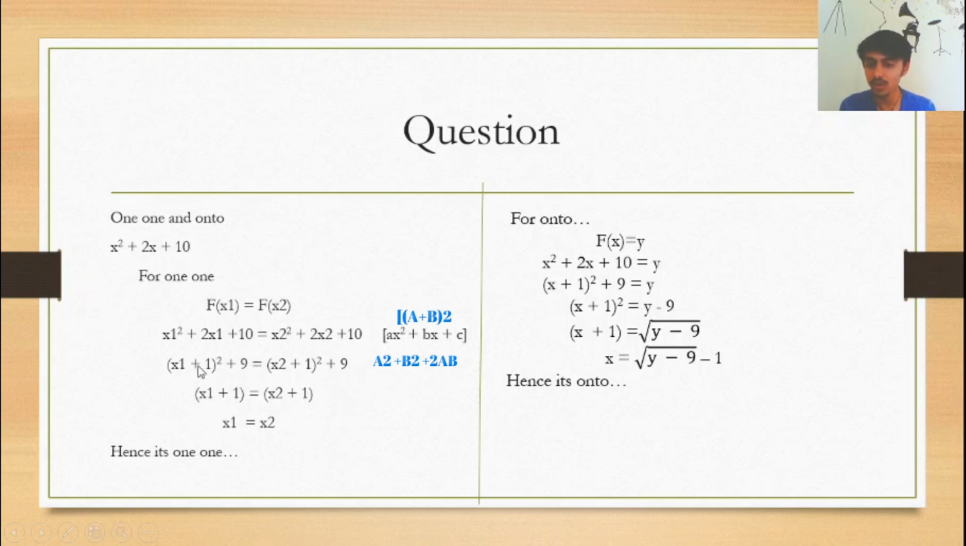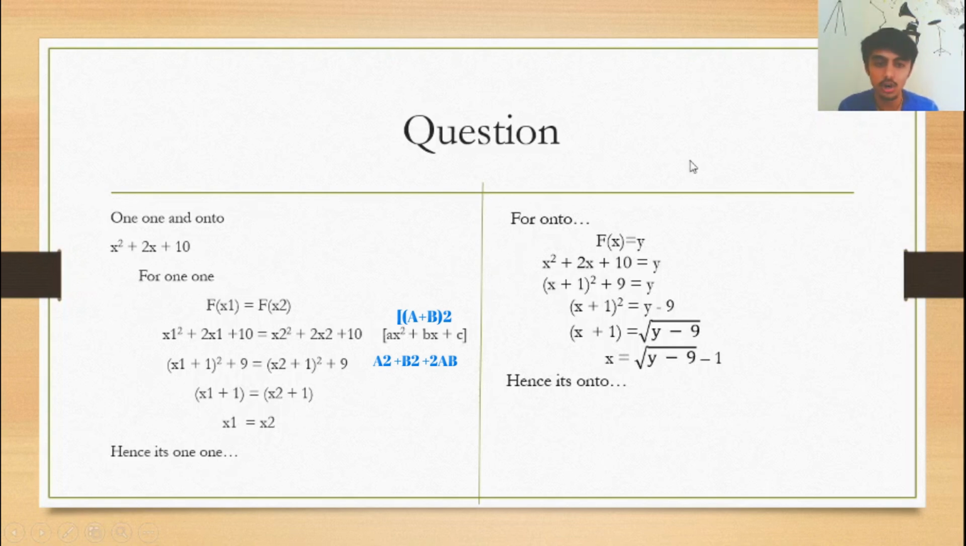Okay. Now we took the square root as well. Square rooting on both the sides. So this square is also gone. We can see x1 plus 1 equals x2 plus 1. This 1 also went back to the other side. 1 and 1 cancel. Finally we get x1 equals x2. Hence this is a one-one function.